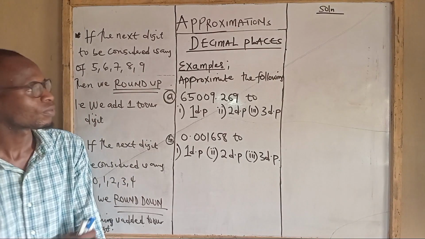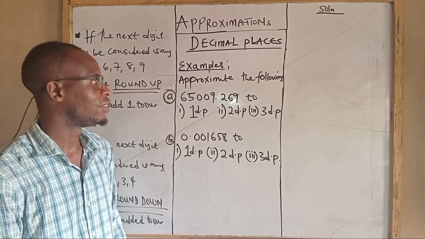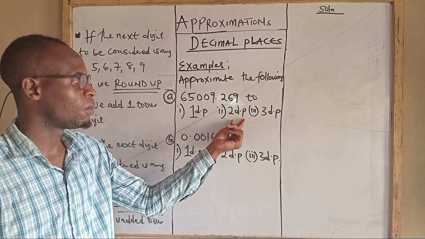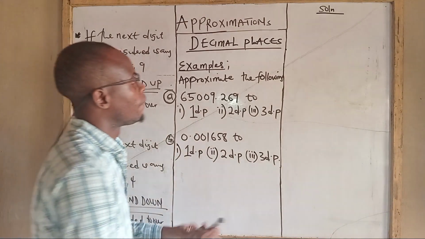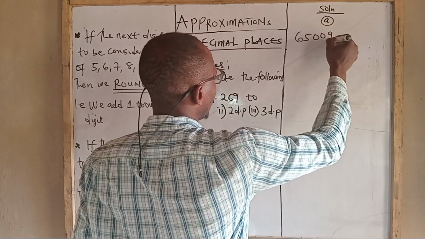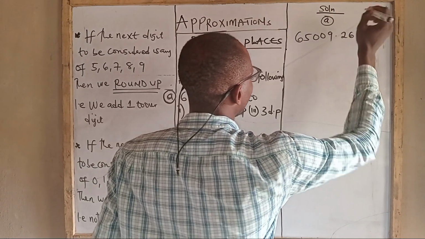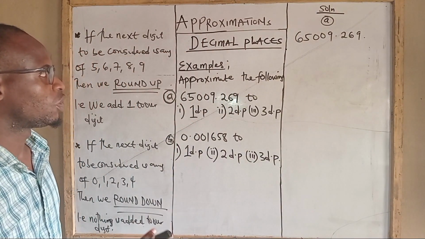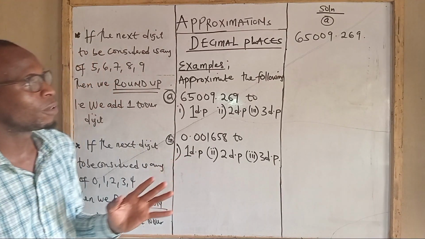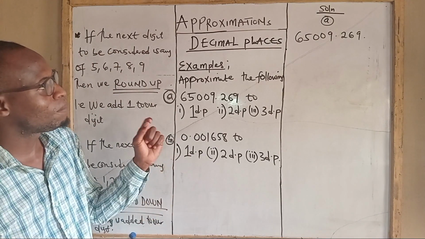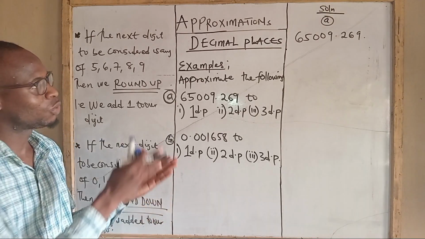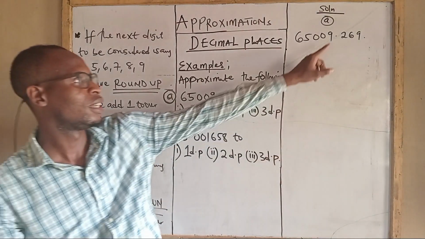Let's work on this. Now, decimal places. We want to approximate this number to 1 decimal place, 2 decimal places, and 3 decimal places. Let me bring out the number here. We have 65009.269. Now, there are things you need to note when it comes to decimal places and significant figures. There's a slight difference between the two of them. The first thing to note for any approximation, either to decimal places or significant figures, is this decimal point.